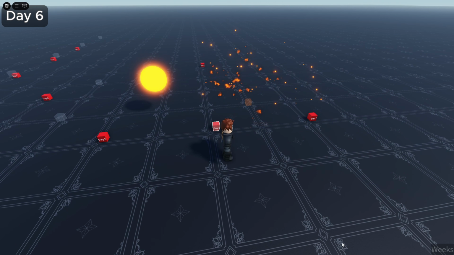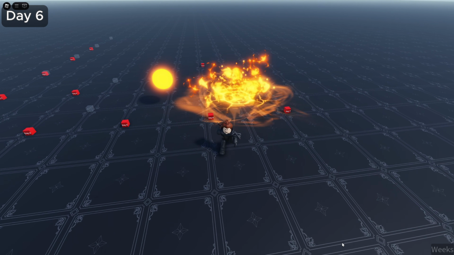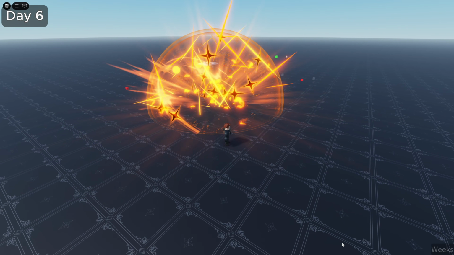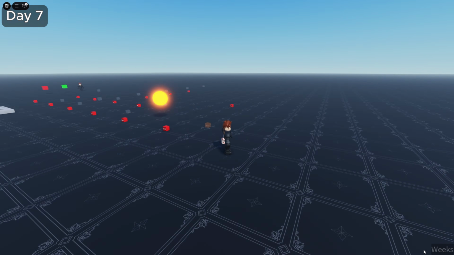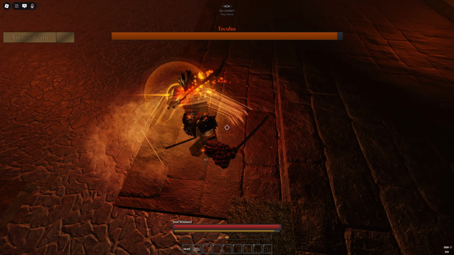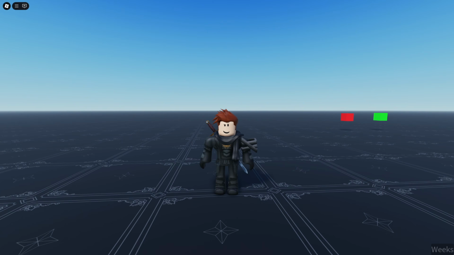On day 6 I made another fire explosion. I think it looks a lot cleaner than the one I made last week. Later on I decided to utilize the explosion effect in a custom move centered around slashes and fire. Finally, on the last day I made... You never see it coming. Same thing as last week.